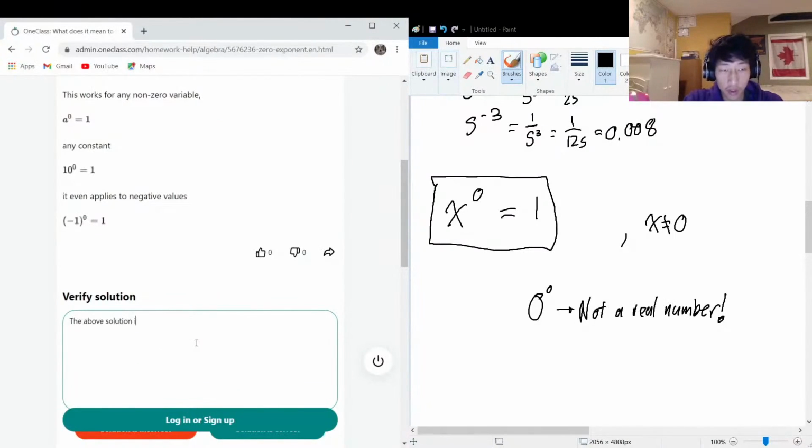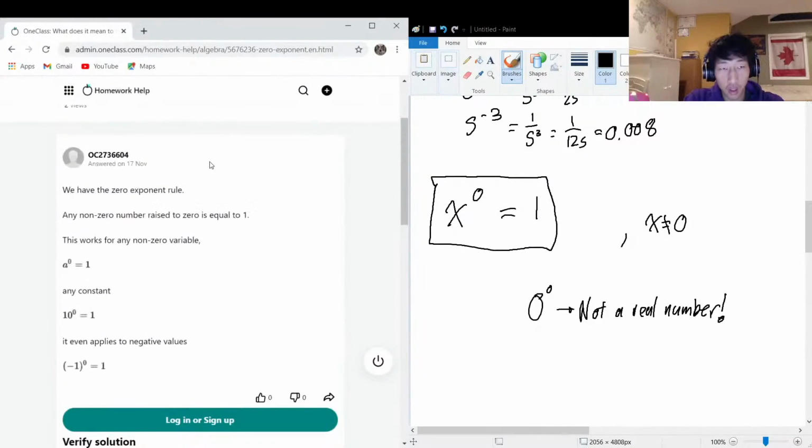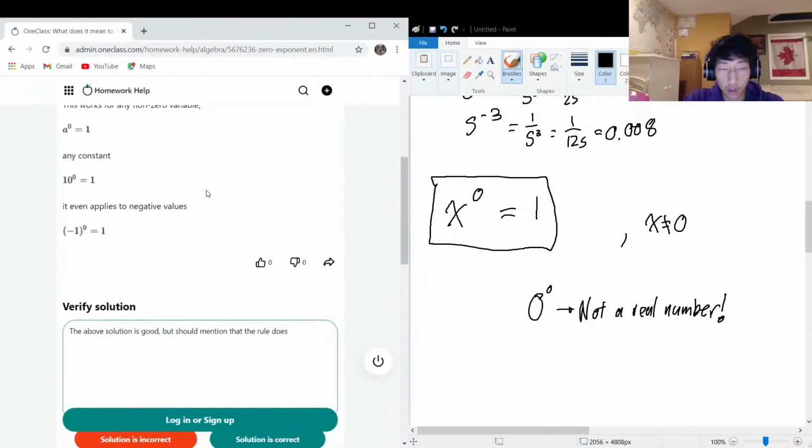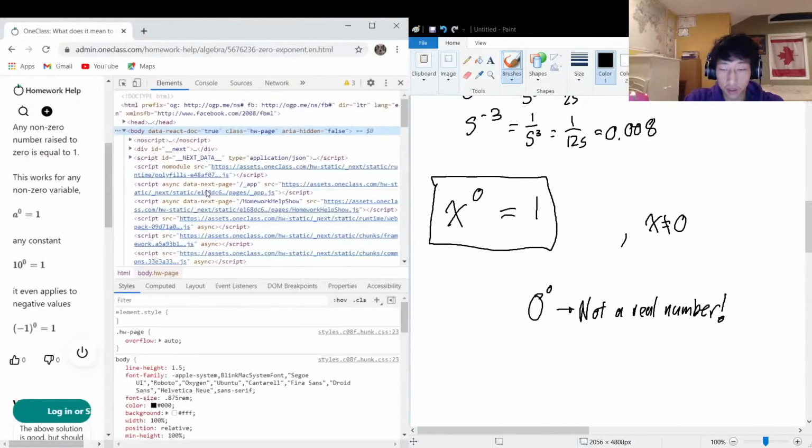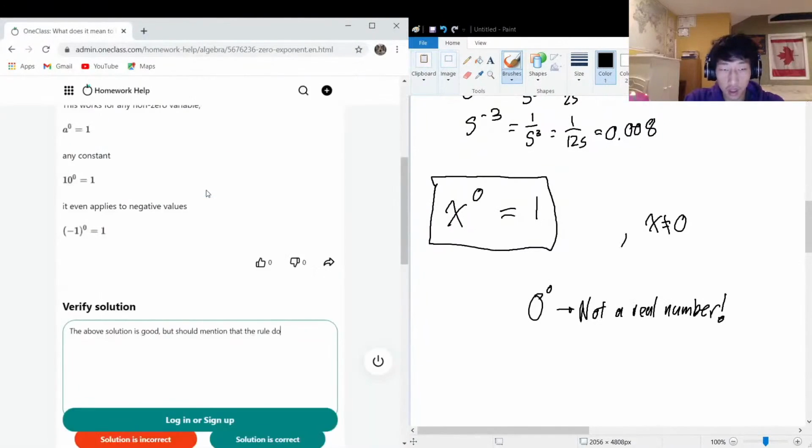Above solution is good, but should mention when that the rule. Oh, actually, it does mention. Whoops. Okay, cool.